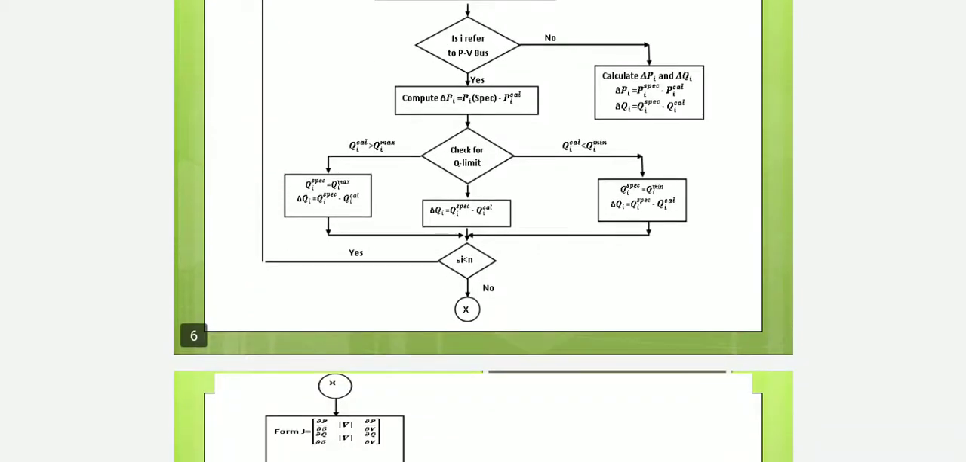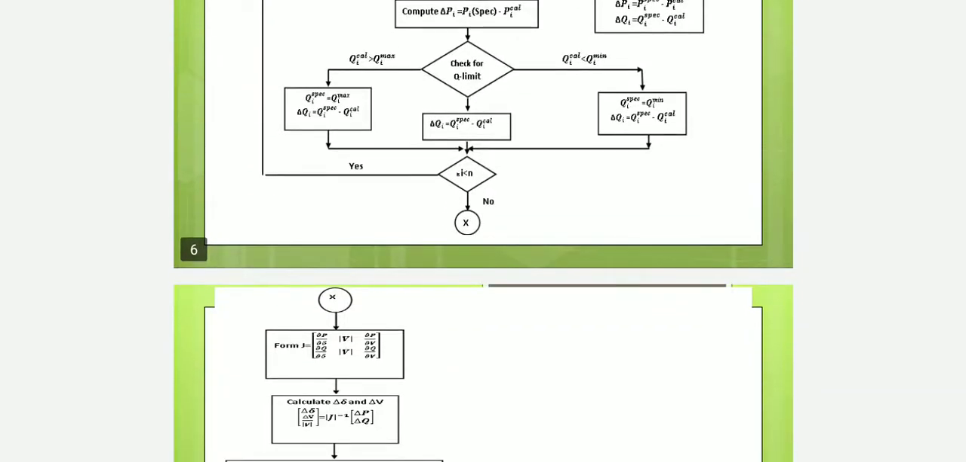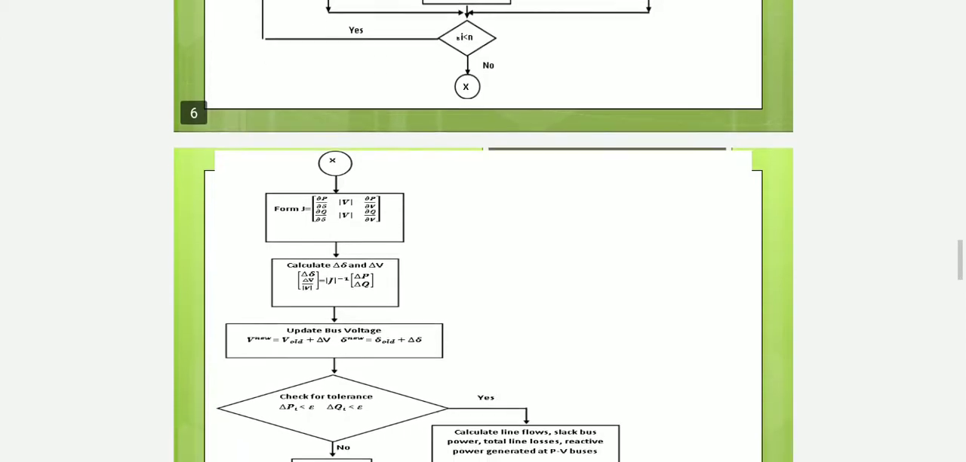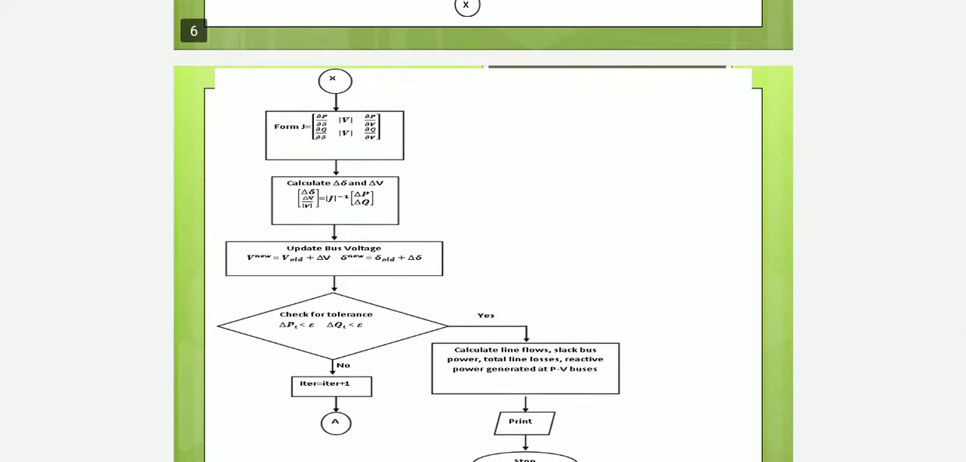And finally you need to check the condition whether the I is less than n or greater than n. If no, you need to move to the other thing. Next, you need to calculate the Jacobian matrix, that is, you need to calculate the value of ∂P/∂δ, ∂Q/∂δ, ∂P/∂V, and ∂Q/∂V. You need to indirectly calculate the values of Δδ and ΔV parameters in this.